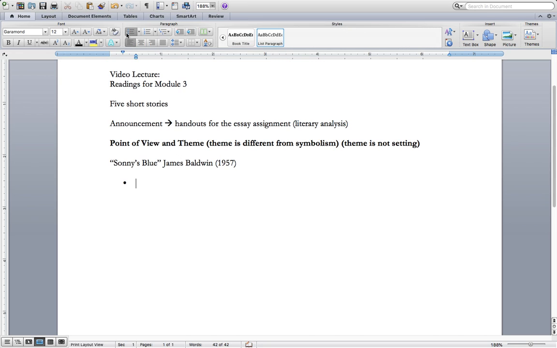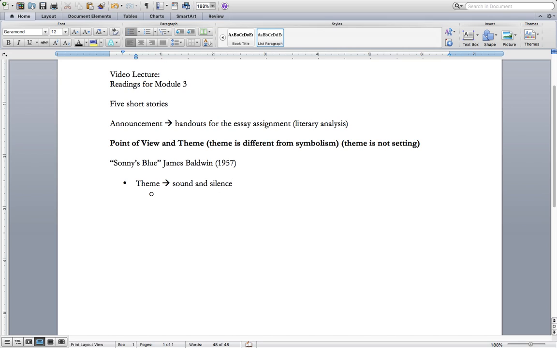So the theme that I was most interested in Sunny's Blues, which didn't surprise me when I chose it, was sound and silence. I was actually struggling with pulling a theme out of this short story, but then I was like, oh wait, when I started thinking about sound, all sorts of different examples of sound came out at me, and not just sound, but sound and silence.